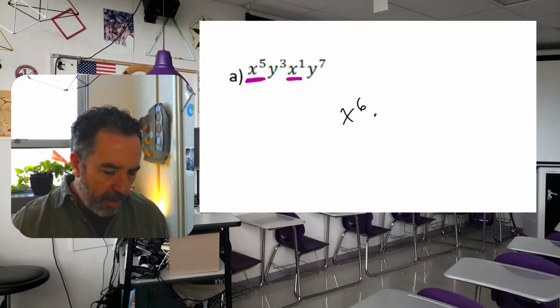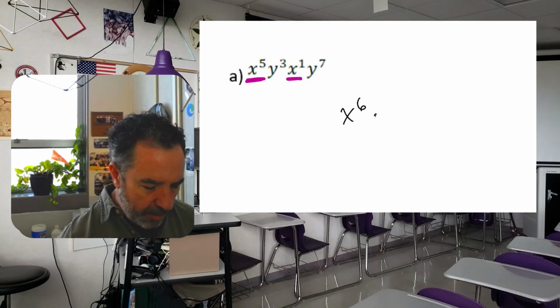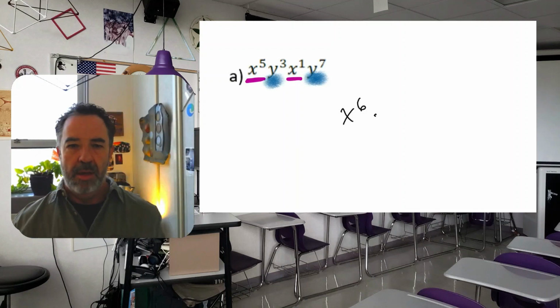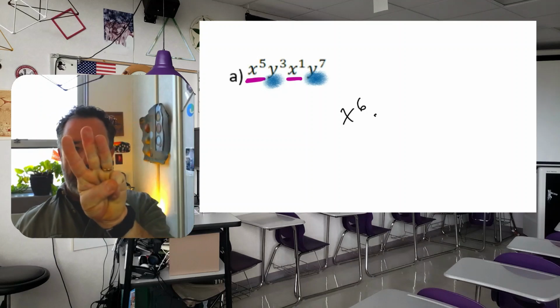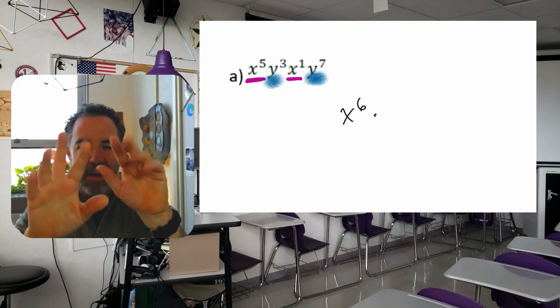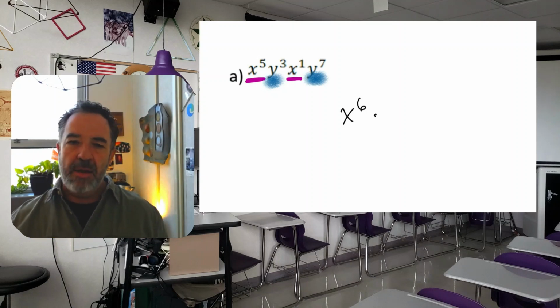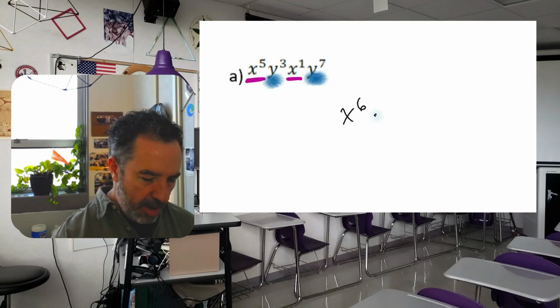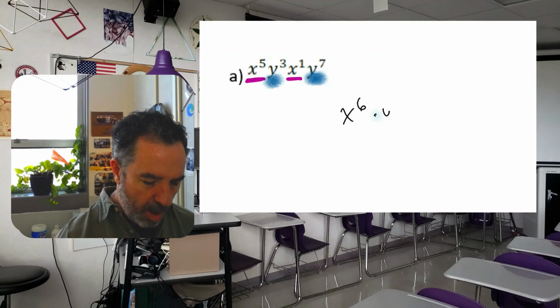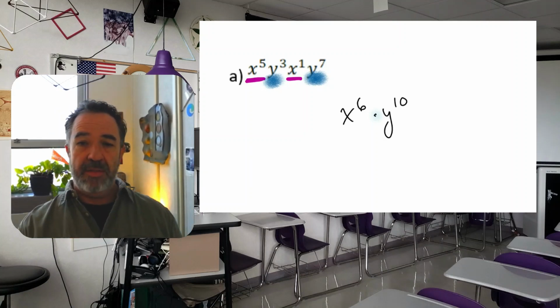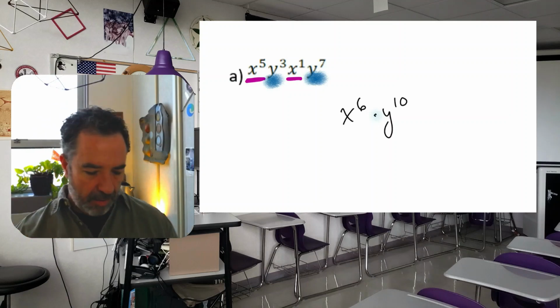And then the other thing I have are factors of y. And you can see here that I have 3 factors of y and I have 7 factors of y. Well, if I multiply those together, there's 10 factors of y there, right? 10 y values are being multiplied together to produce a product. So I would say here that I have y to the 10th power. So that's my answer for this. There are 6 factors of x, and there are 10 factors of y.